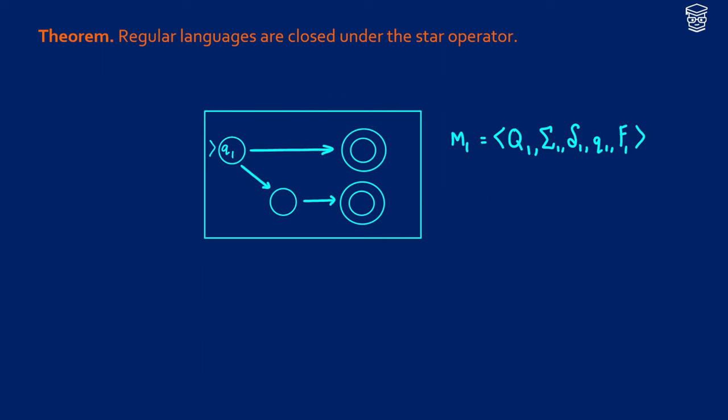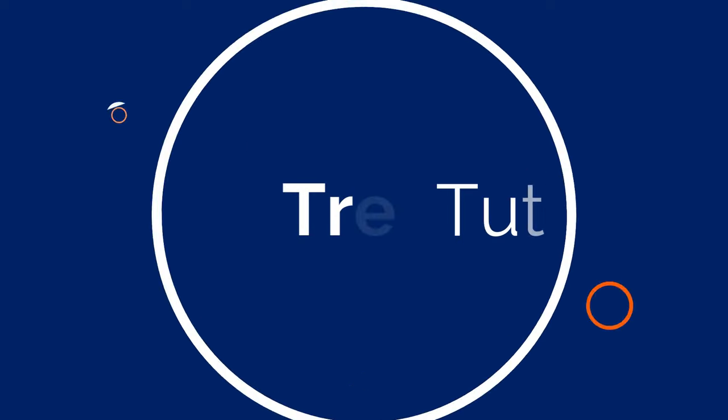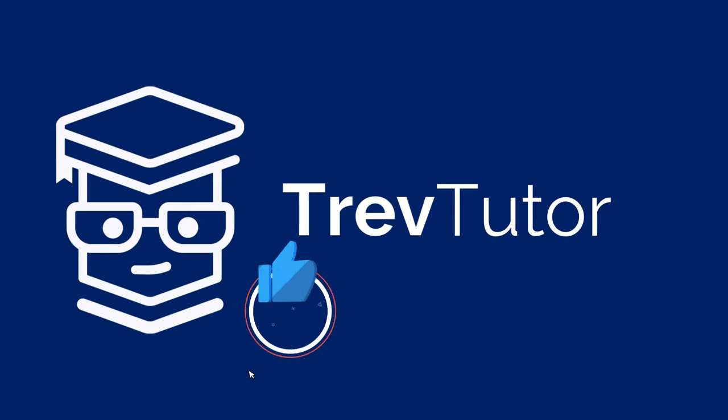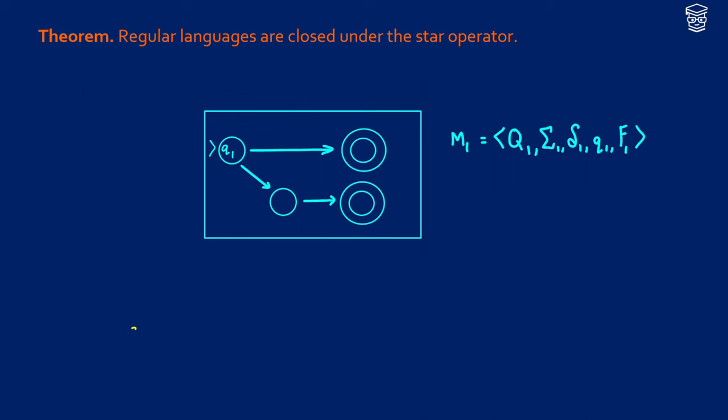Now we're going to show that regular languages are closed under the star operator. If you remember what the star operator does, let's say you take a star. This means it takes any combination or any number of A's. So this would take A, AA, AAA, and so on. So let's imagine that we start with this finite state machine. We have Q1 as the start state, and it has two end states.